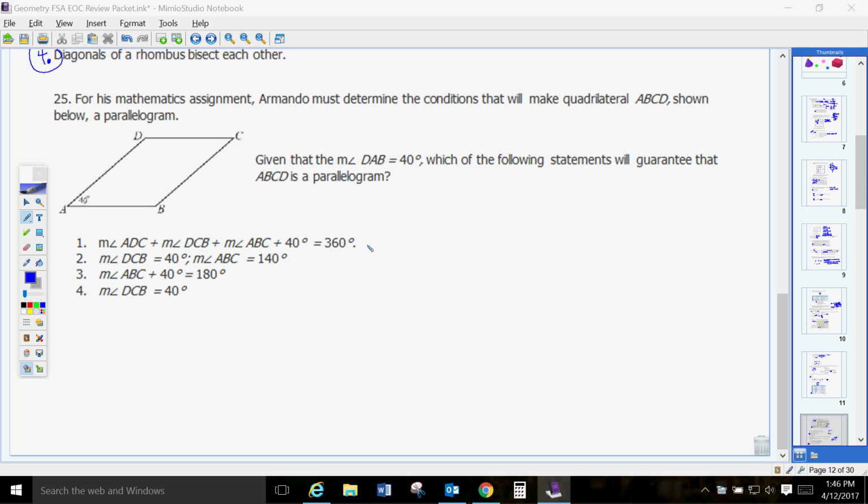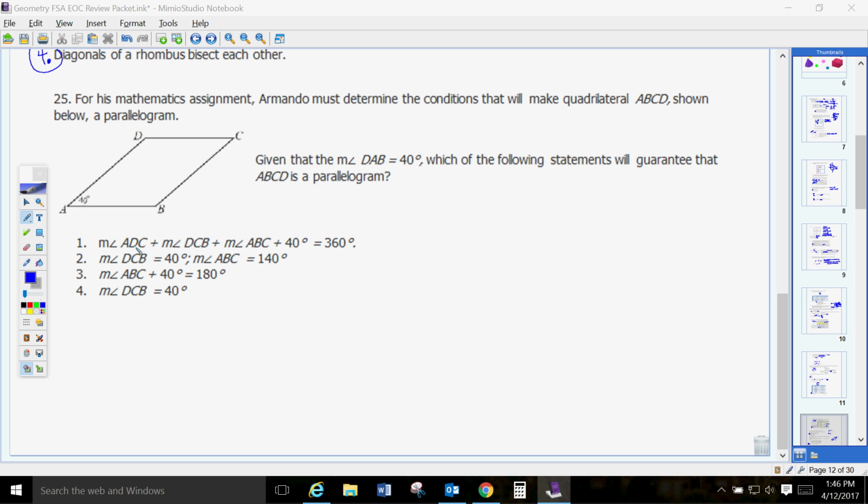You must have either two pairs of opposite angles congruent, one pair of opposite sides is both parallel and congruent, or two pairs of opposite sides congruent. So let's look at our choices here.